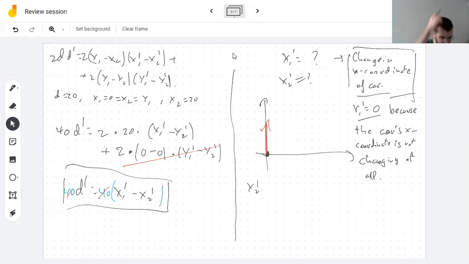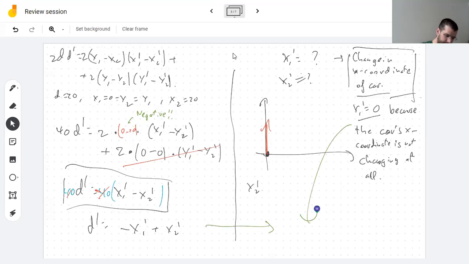Oh, this was my mistake there. There's a negative sign that I missed. This is y2. So this wasn't 20. It was supposed to be x1 is 0 and x2 is 20. So this is not 40, this is negative 40. So d prime is negative x1 prime plus x2 prime. Okay, other way around. So now that I figured out that x1 prime is zero, I know that d prime is the same as x2 prime. So all I need to find out is x2 prime.